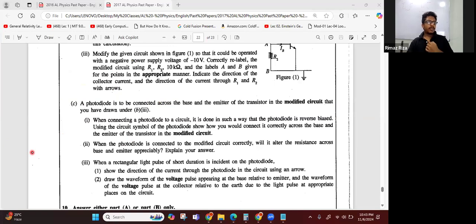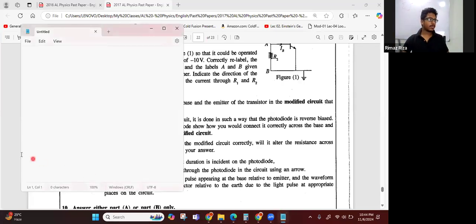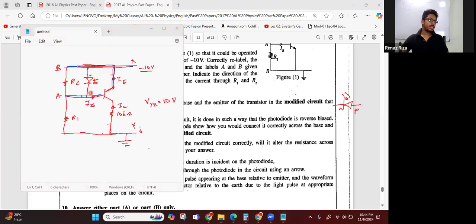When the photodiode is connected to the modified circuit correctly, will it alter the resistance across the base and the emitter appreciably? Base and emitter. Will there be a current between base and emitter?